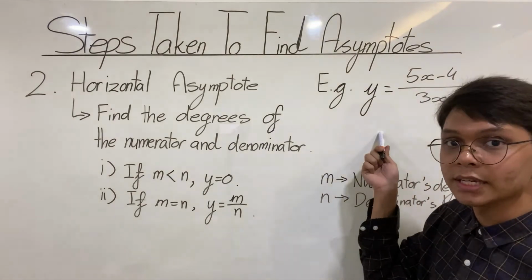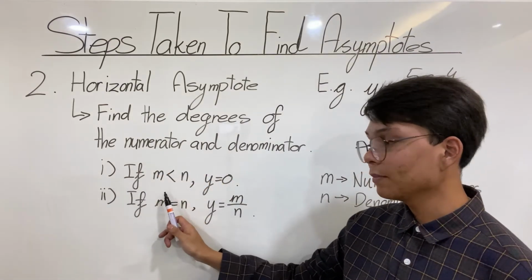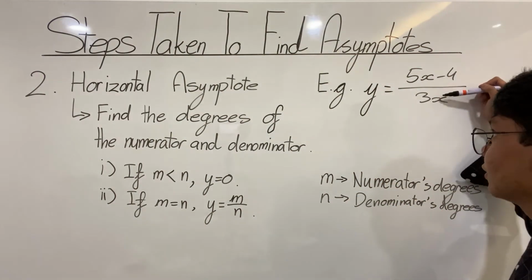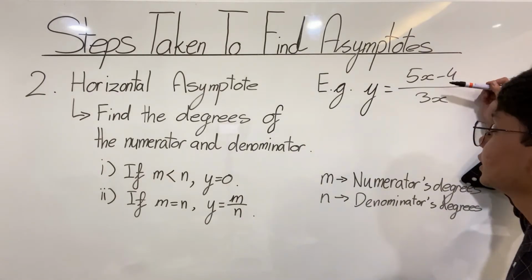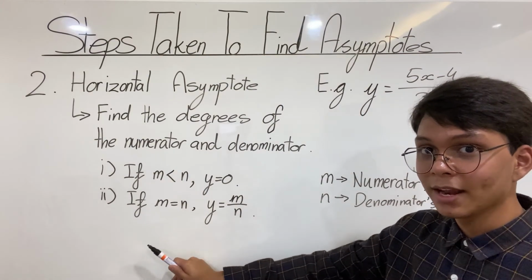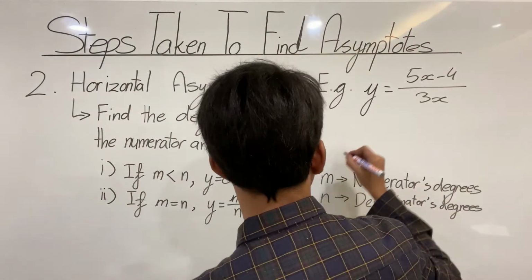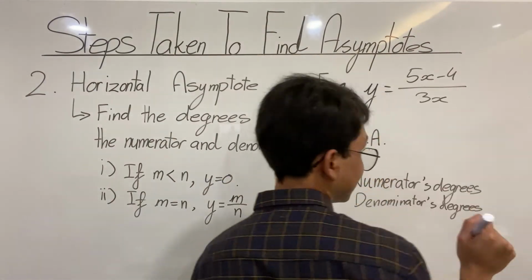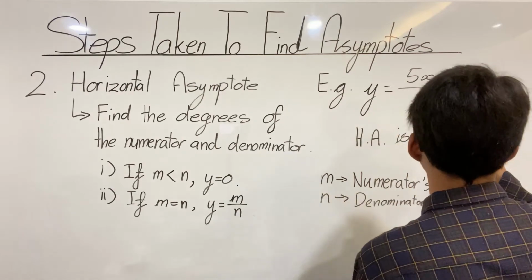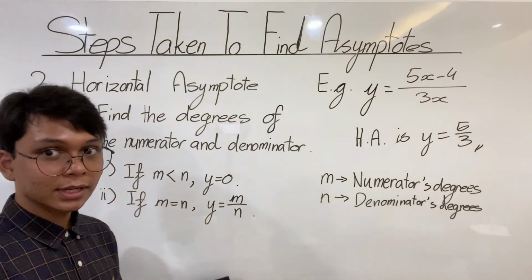So for example, y equals 5x minus 4 over 3x. This does contain an asymptote. But how do you tell? So option 1 is if m is less than n, then y equals 0. 5x is degree to the power of 1 and 3x is to the power of 1. So therefore, these two degrees are equal to each other. Hence, option 2. If m equals n, then y equals the ratio of the coefficients of those two degrees. So therefore, the horizontal asymptote, H.A. acronym, is y equals 5 over 3. And that's how you find the horizontal asymptote.